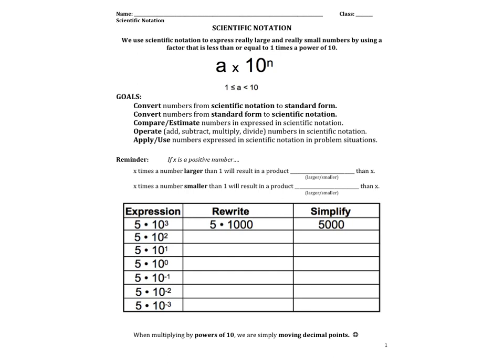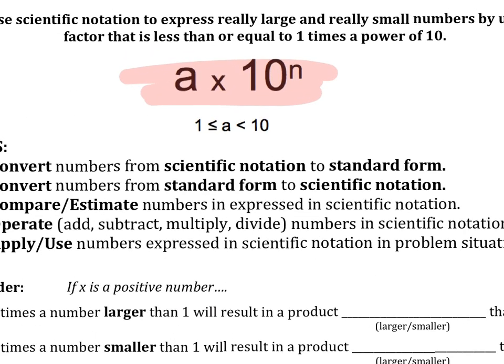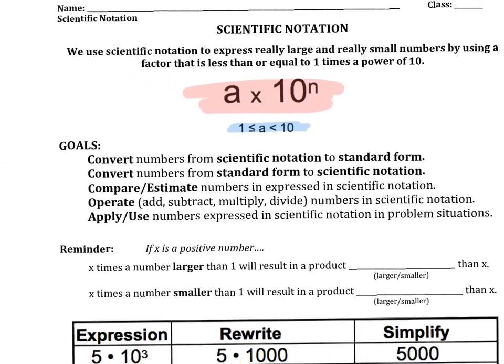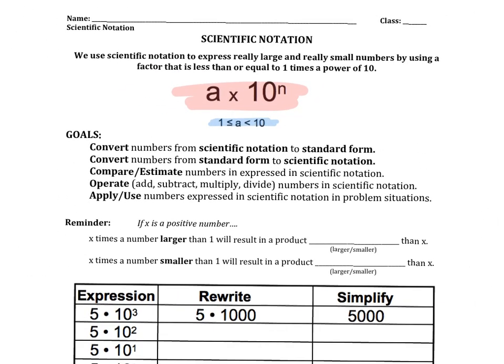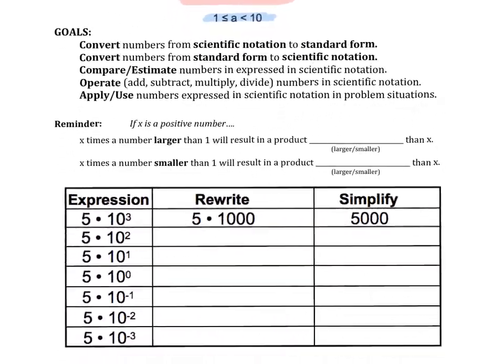Well, scientific notation is a number written in this format right here, a times 10 raised to the n power. The base is always 10, and as you can see right here, a always has to be between 1 and 10, greater than or equal to 1 and less than 10 for a. Scientific notation is super helpful for expressing really big numbers and really small numbers that we don't want to write out with all the extra zeros. So scientific notation is very practical in that sense, and it helps us save time.